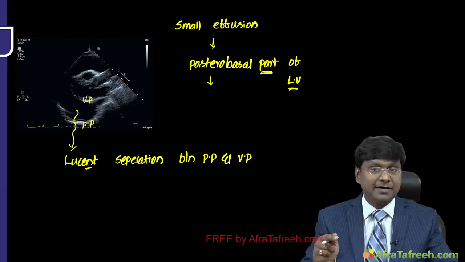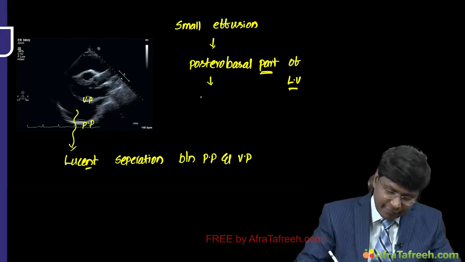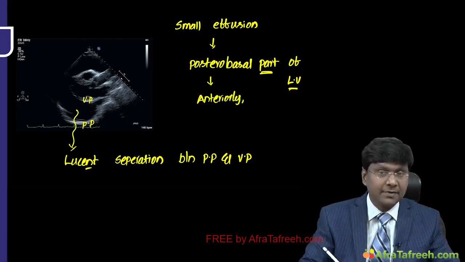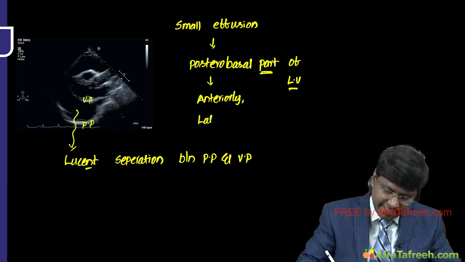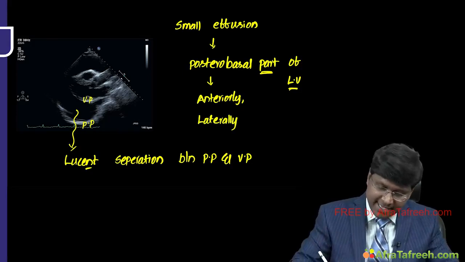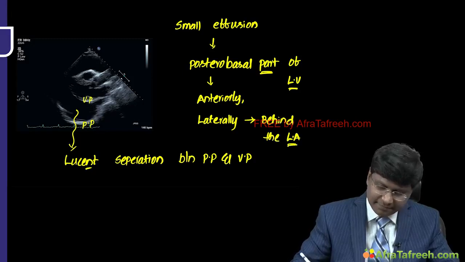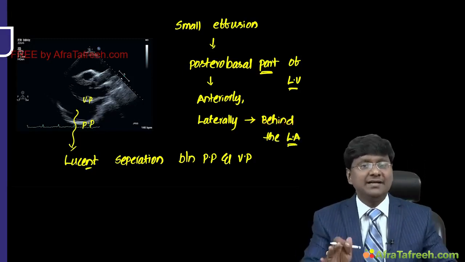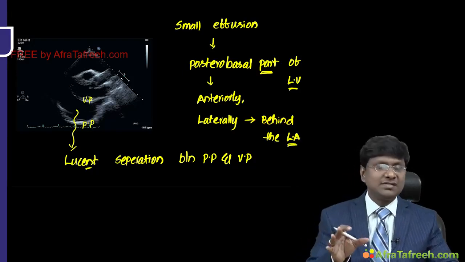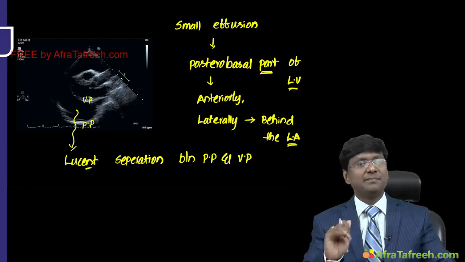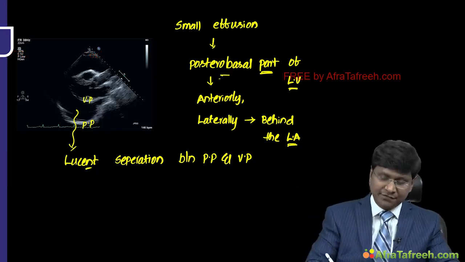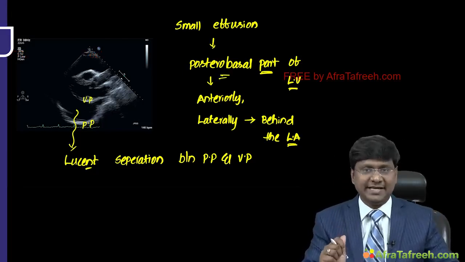After the posterobasal part of the left ventricle, the fluid subsequently goes anteriorly, then it progresses laterally, right? And then subsequently it moves behind the left atrium. So this is the sequence of the accumulation of the fluid in the pericardial effusion or cardiac tamponade. First it accumulates in the posterobasal area, right?